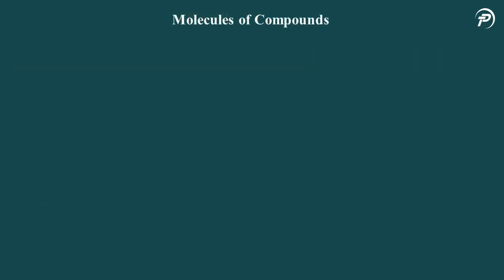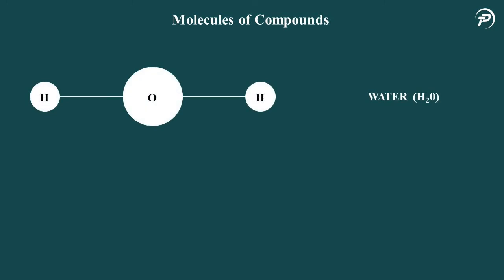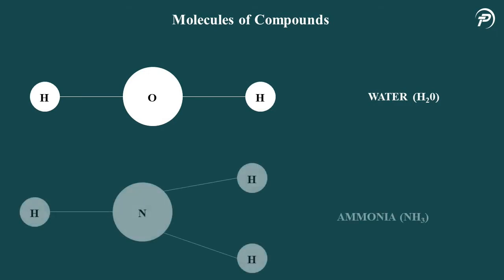When atoms of different elements join together in a definite proportion, they are known as molecules of compounds, such as molecules of water, H2O, combined in the ratio of 1:8 and molecules of ammonia, NH3, combined in the ratio of 14:3. Compounds composed of metals and non-metals contain charged species.